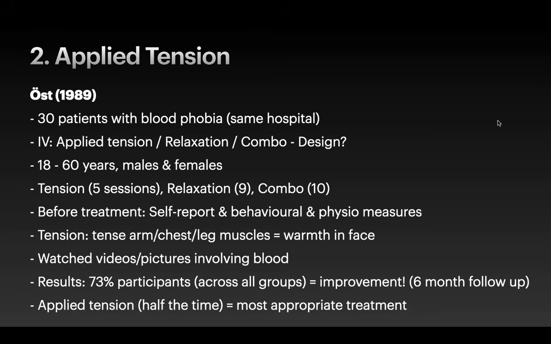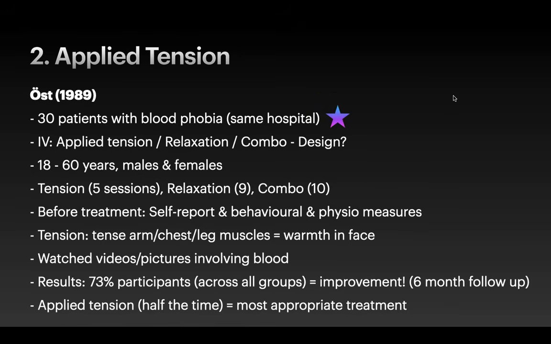So if you're trying to come up with an efficient and cost-effective way of helping people with blood phobia, applied tension would be the best one because in only 5 sessions, you can basically help a person manage their phobia, right? Whereas if you had to do the relaxation or the combo, you'd have to go to 9 or 10 sessions before you get the effects that he found, right? Of course, maybe it could be done in lesser, but he found that you can just do 5 and get the same result. So, why not do less, right?